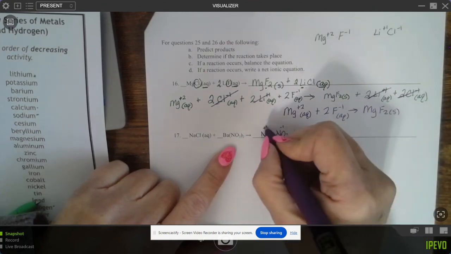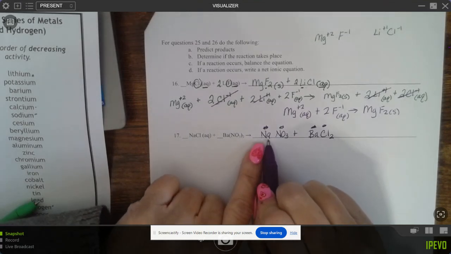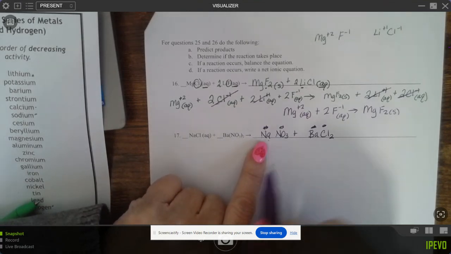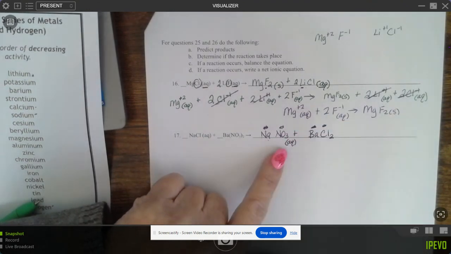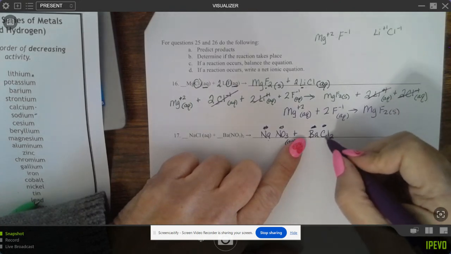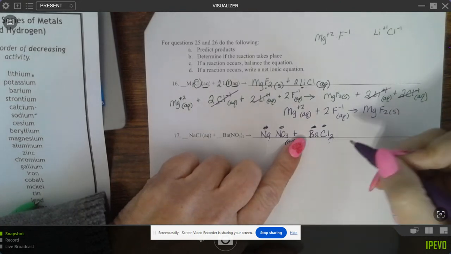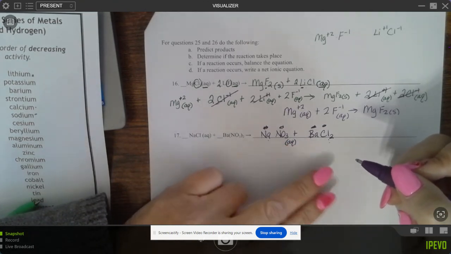Now we need to look at our solubility rules. Sodium is a group 1 metal, so we already know that all group 1 metals are soluble. So that's aqueous. And then we have barium chloride. Chlorides are all soluble except for those few: silver, mercury, and lead.